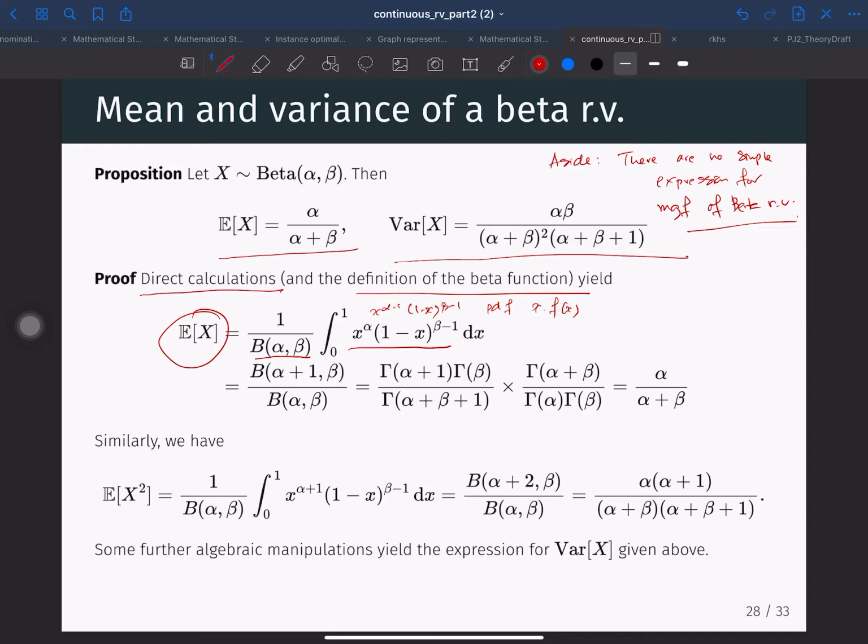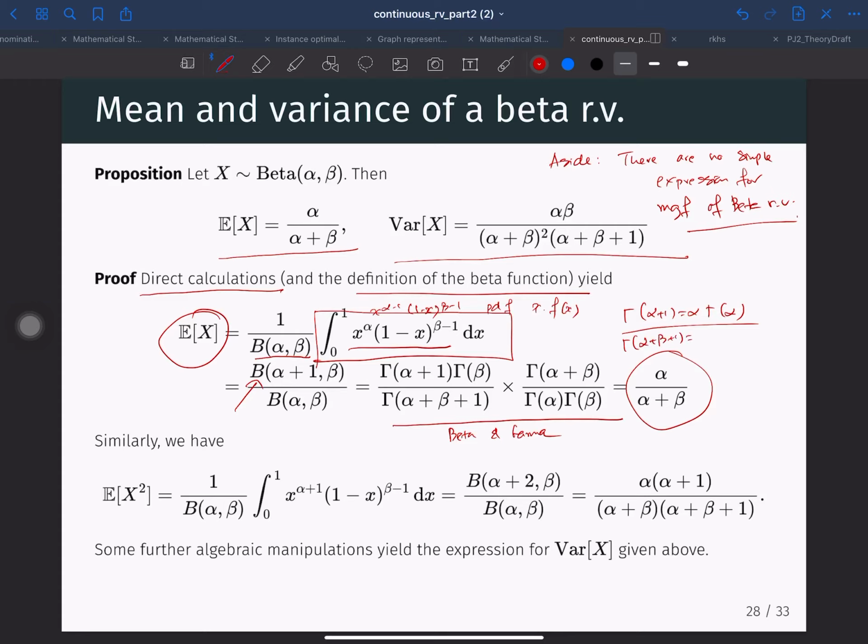And this integral here is nothing more than this beta function, beta of alpha plus 1, beta. And then this is the relationship between the beta and the gamma function. And then this is simplification because gamma of alpha plus 1 is alpha gamma alpha. And similarly, gamma of alpha plus beta plus 1 is alpha plus beta gamma alpha plus beta. So you cancel this one out, gamma alpha plus beta versus gamma alpha plus beta plus 1, and gamma alpha plus 1 versus gamma alpha.